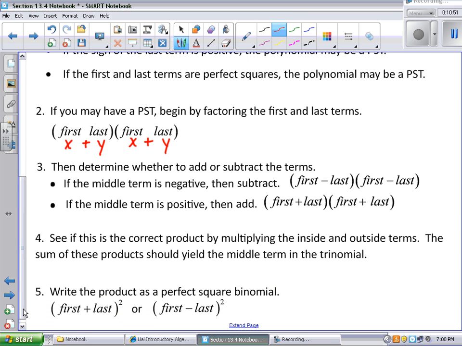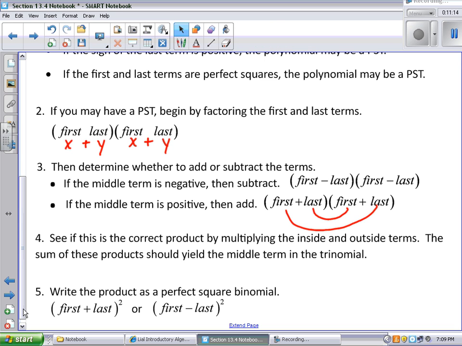Then see if this is the correct product by multiplying the inside and the outside terms. The sum of these products should yield the middle term in the trinomial. And the last step is to write the product as a perfect square binomial: first plus last, quantity squared, or first minus last, quantity squared.